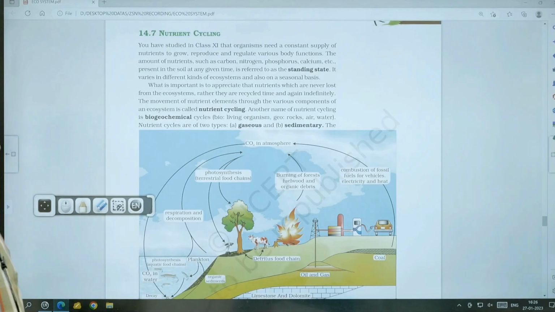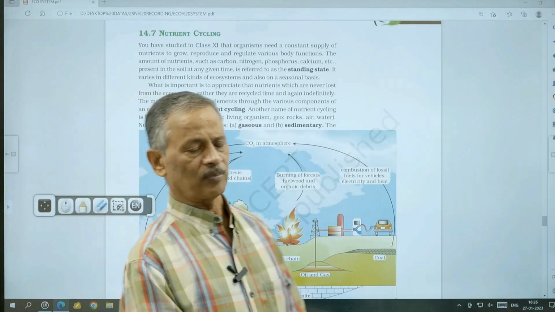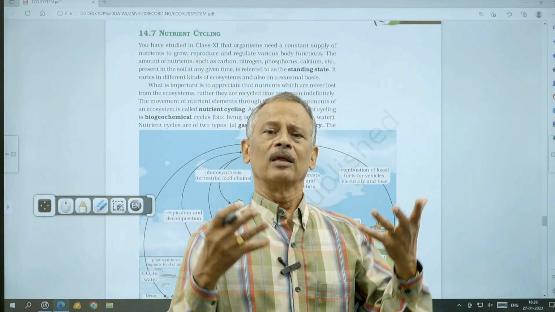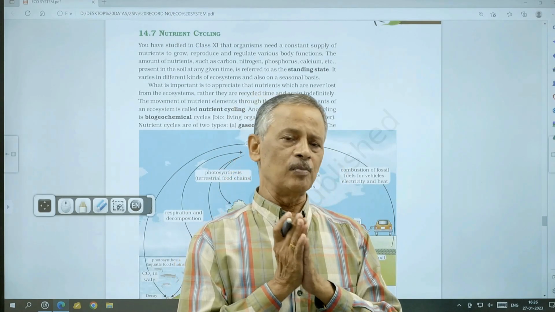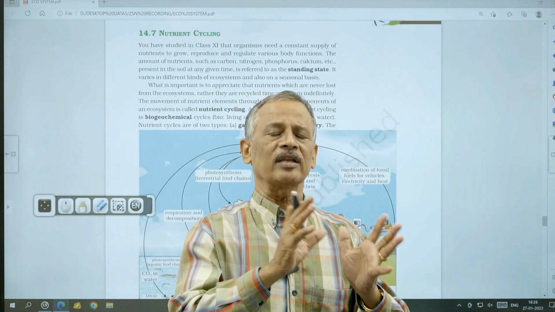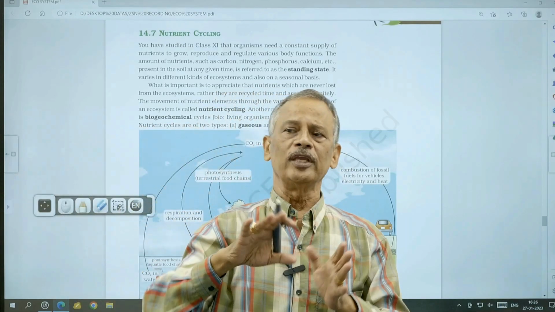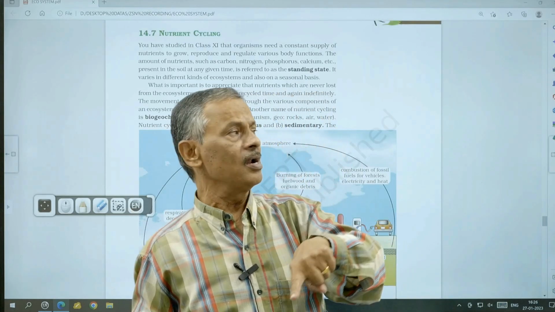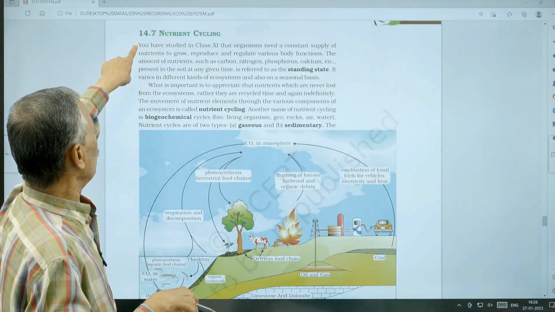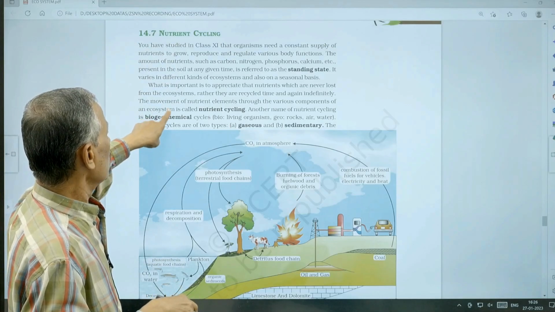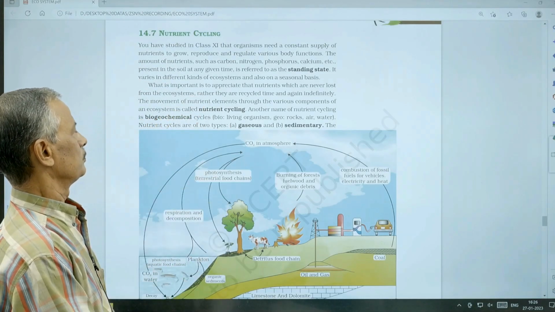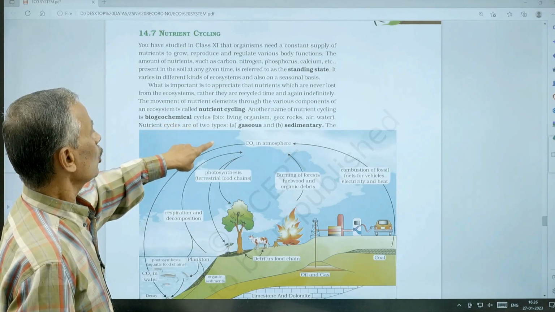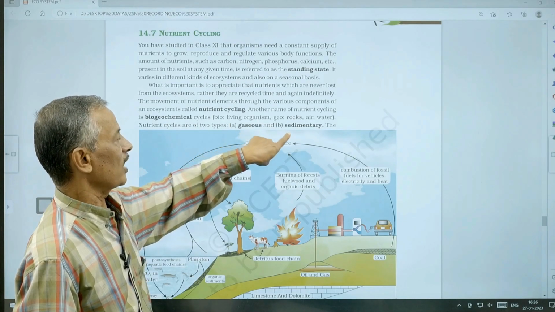Plants are all taking a lot of nutrients from the soil and atmosphere, and they utilize it for their organic material building, and this organic matter is cycled through the ecosystems and again returning back. They are all recycled. This recycling is called nutrient cycling or biogeochemical cycle. These biogeochemical cycles are of two types, gaseous and sedimentary.